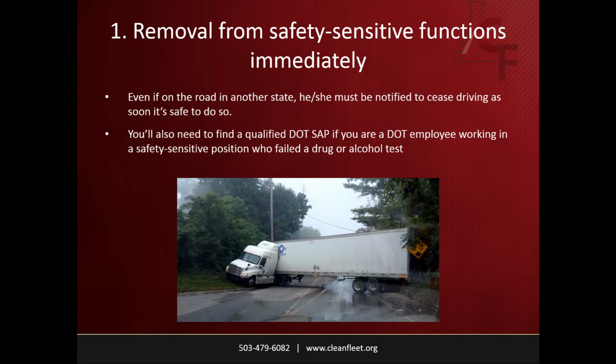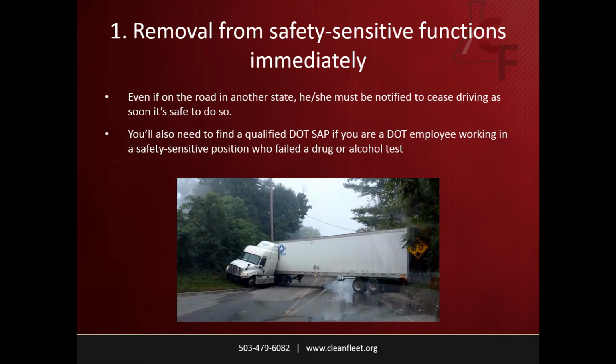But that next step is you'll need to find that qualified DOT SAP if you are a DOT employee working in a safety-sensitive position who failed that drug test previously. So maybe you went in for a random drug test, you did the drug test and you left the facility. A day or 2 later, you could still be driving out on the roads, and your company calls you saying, "Oh, results came back positive. You need to pull over when it's safe to do so." And then it's finding that SAP professional.